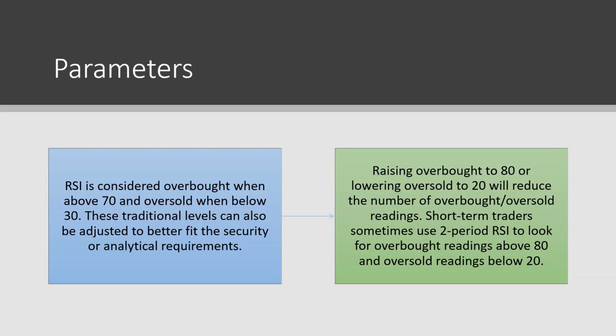You'll also see some assets, for some reason, they always seem to reverse course at 96 and 97. Okay? Because you've studied your assets enough and used the RSI charts enough that you understand what these are. So raising overbought to 80 or lowering oversold to 20 will reduce the number of overbought and oversold readings. Short-term traders sometimes use 2-period RSI to look for readings over 80 and oversold readings below 20.